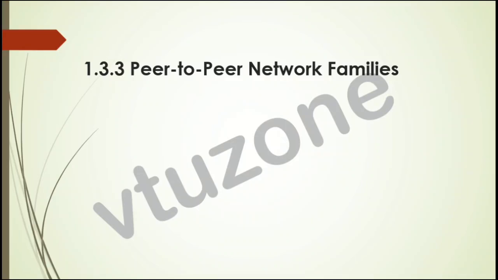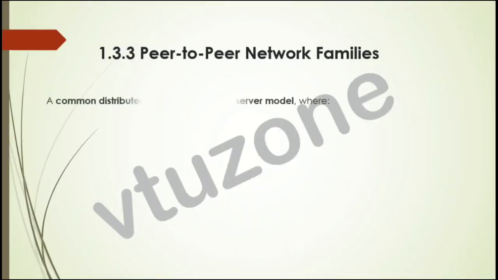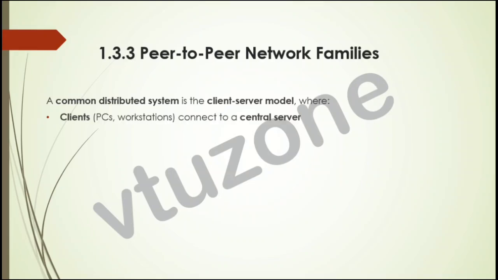In this video, we'll be learning about peer-to-peer network families. See, normally in a network, there are two types of computers, clients and servers. The server gives the services and the client asks for them. Your personal computer or office workstation connects to a powerful central computer to get files, data, or services. Then we use a client-server network every day, like checking emails, downloading files, or using apps that fetch data from a server.